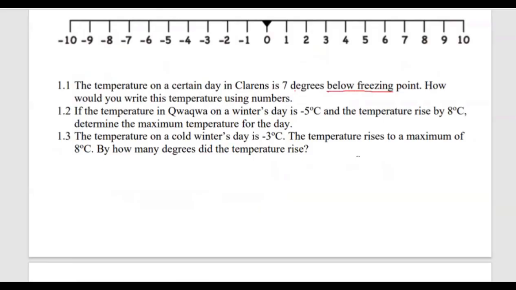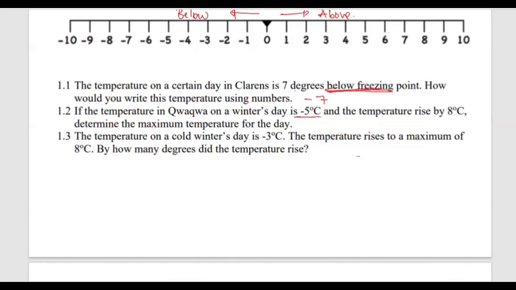Below the freezing point, we said these numbers are below. And these other numbers, these ones are above. So, below the freezing point, in this one, how would you write it? You start with a -7.